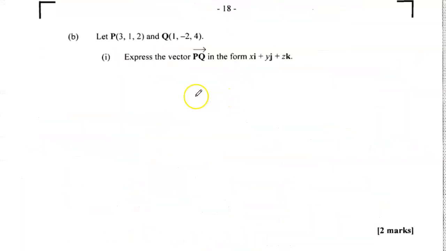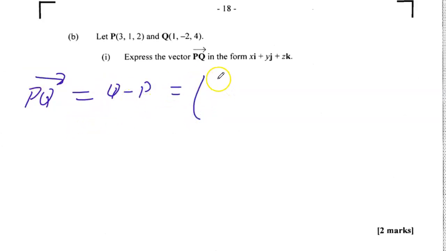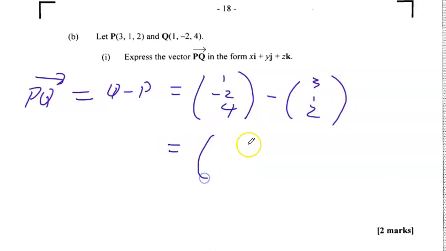Part B is a vectors question. So we have a point P, (3, 1, 2), and a point Q, (1, -2, 4). It's 3-dimensional. So we're asked to find the vector PQ. The vector PQ, of course, would be Q minus P, which would be (1, -2, 4) minus (3, 1, 2). We subtract, we end up with -2, -3, and 4 minus 2 is positive 2.